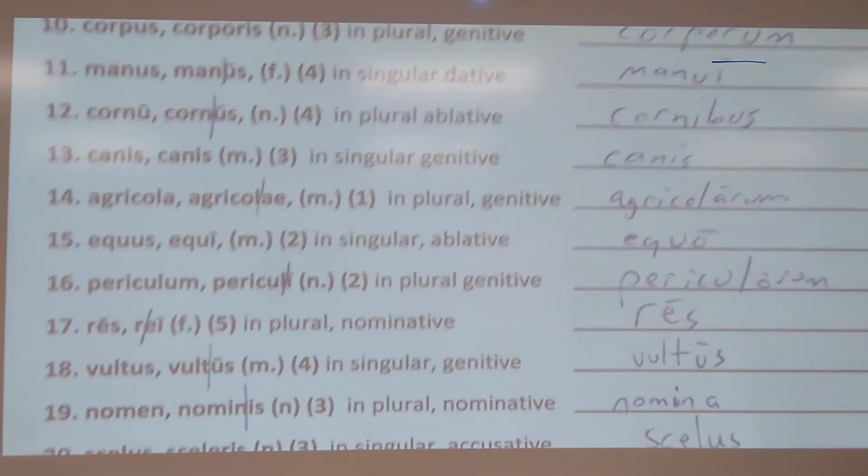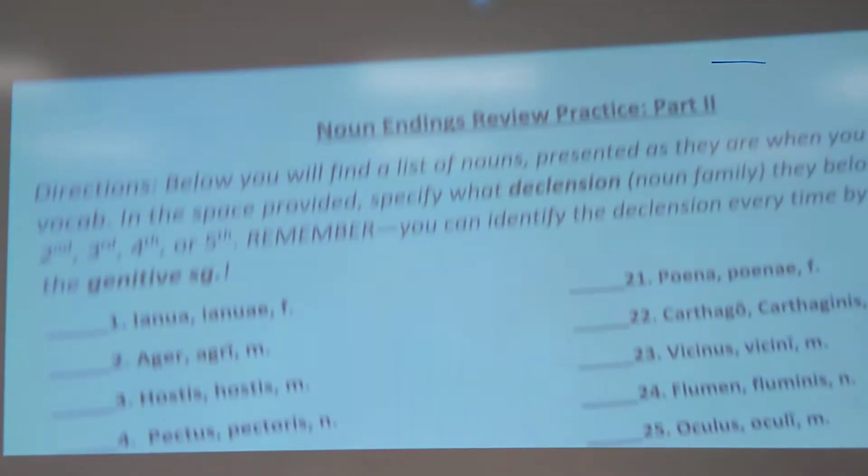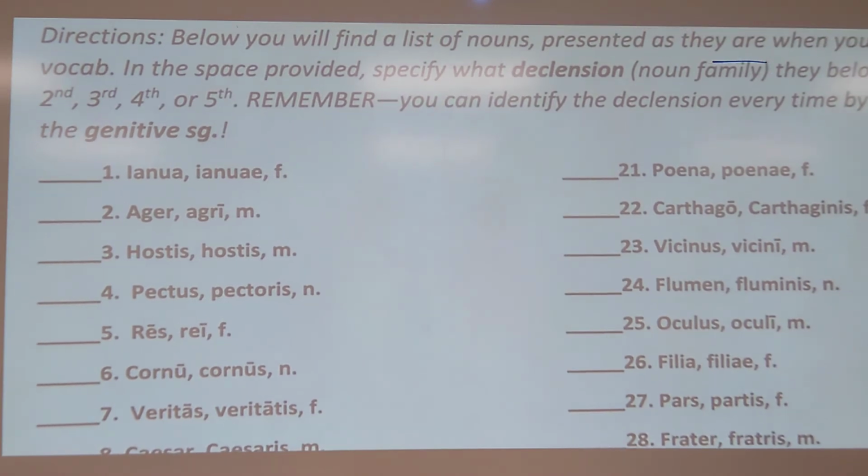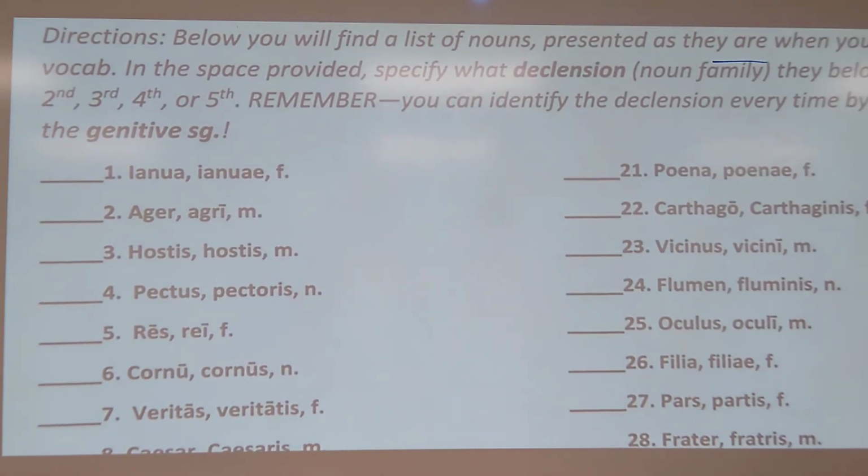All right, let's go ahead and look at part 2. So in part 2 on the back, again, what we're doing is you're just going to tell me what declension each of these nouns is. On the front, I gave you the declension. Here you just have to figure it out yourself, and that's it. You're done once you figure that out.